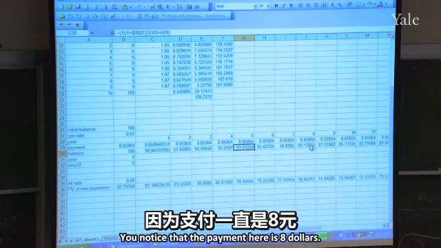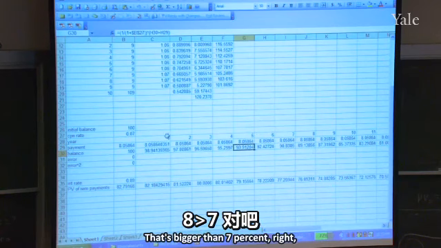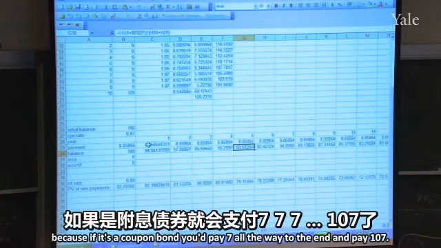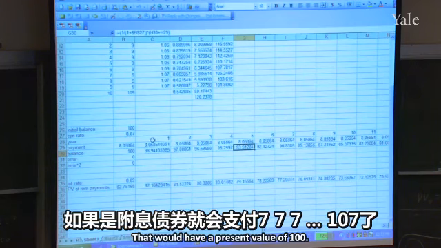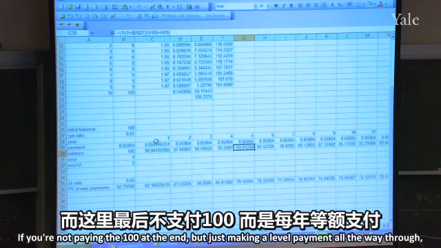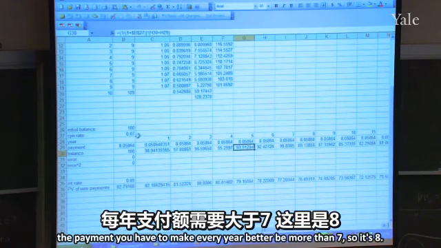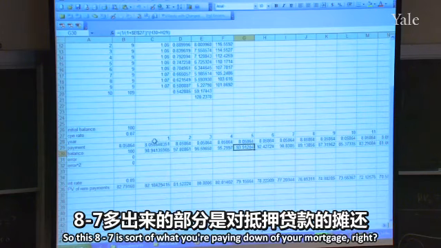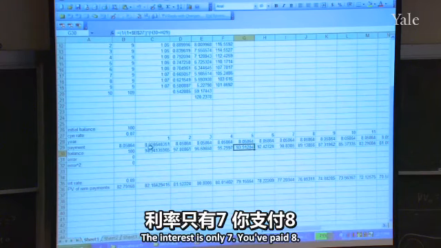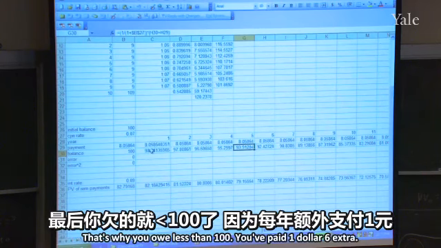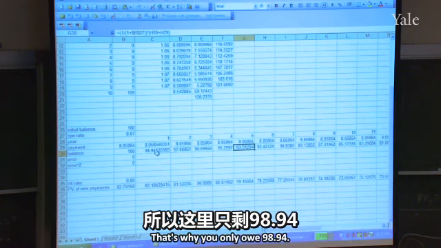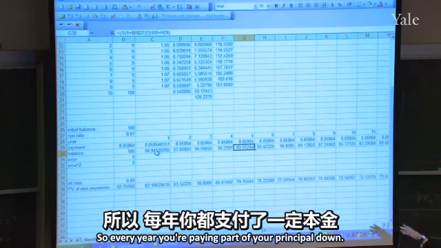You notice that the payment here is $8. That's bigger than 7%, right? Because if it's a coupon bond, you'd pay 7 all the way to the end and pay 107. That would have a present value of 100. If you're not paying the 100 at the end, but just making a level payment all the way through, the payment you have to make every year better be more than 7, so it's 8. So this 8 minus 7 is sort of what you're paying down of your mortgage, right? The interest is only 7. You've paid 8. That's why you owe less than 100. You've paid $1.06 extra. That's why you only owe 98.94. So every year you're paying part of your principal down.